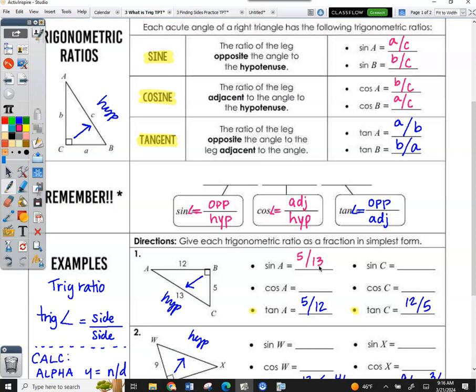You want to jump to sine C or you want to jump to cosine A? What do you want to do? Sine C. Alright, so now I'm focusing my attention from C. Still doing the sine formula. Sine is opposite over hypotenuse. What's opposite of C? 12. What's the hypotenuse?